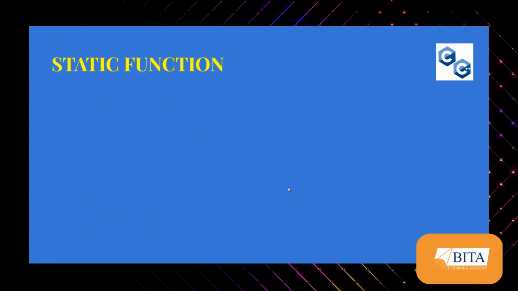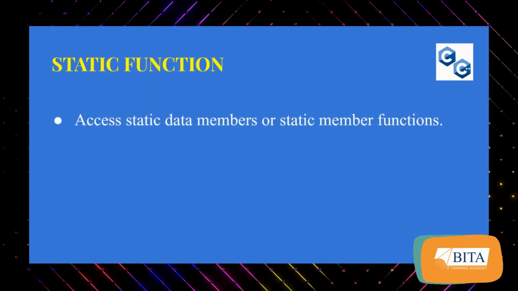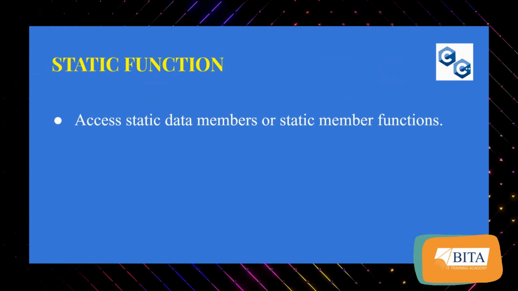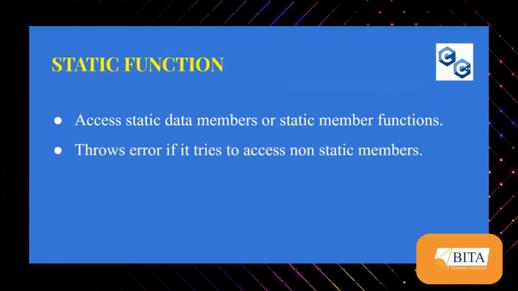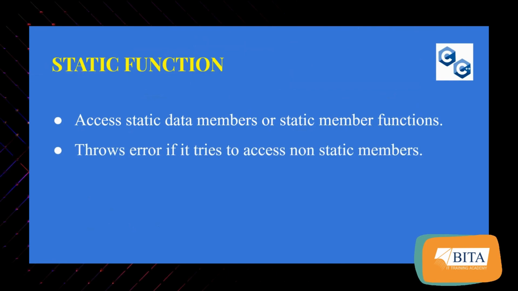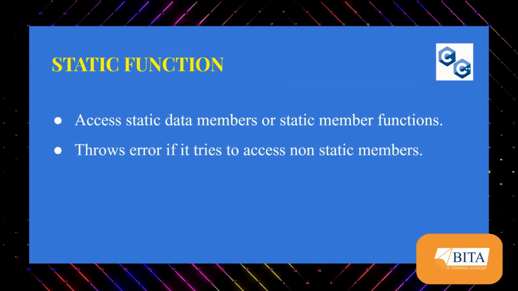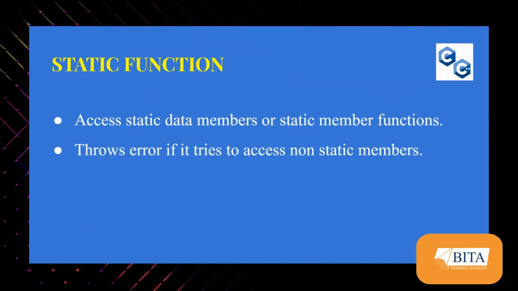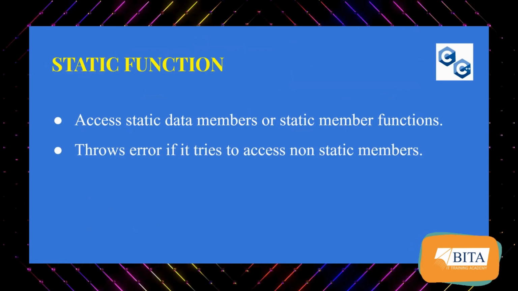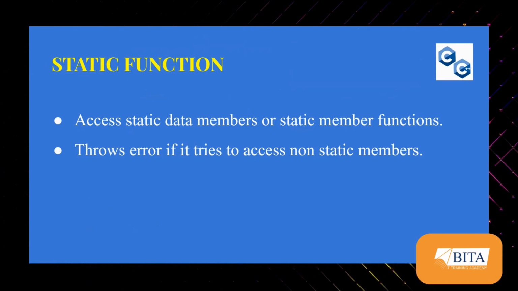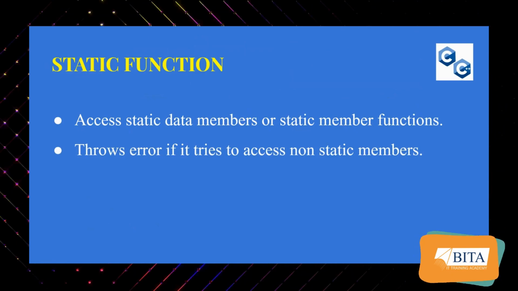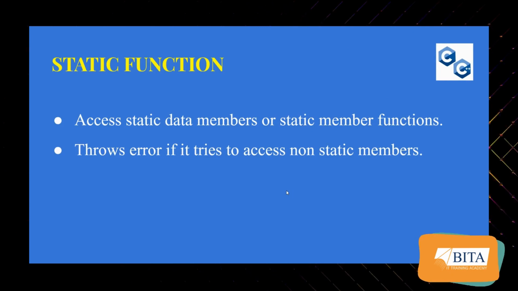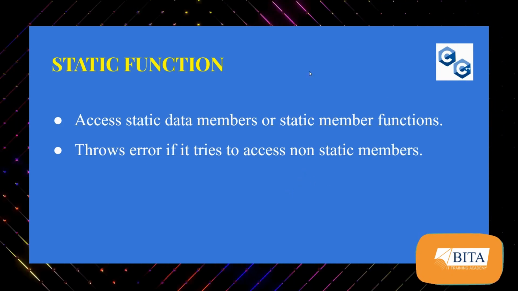So the static member functions are the special functions to access static data members or static member functions. They are defined using the static keyword. The static member function shares a single copy of the member function to any number of class objects. It throws error when it tries to access non-static members. Okay, we'll learn this with an example.